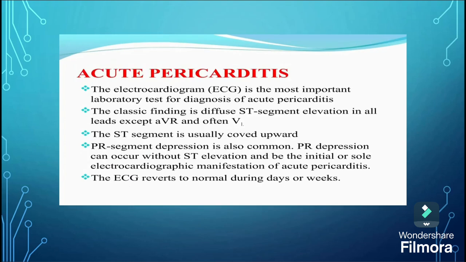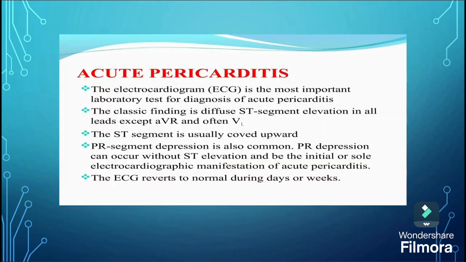Pericarditis. The ECG is the most important laboratory test for diagnosis of acute pericarditis. The classic finding is the diffuse ST segment elevation in all leads except V1 and aVR. So in all leads there is ST elevation except V1 and aVR. ST segment is usually curved upward. PR segment depression is also common. PR depression can occur without ST elevation and be the initial or sole ECG manifestation of pericarditis. ECG reverts to normal during days or weeks.